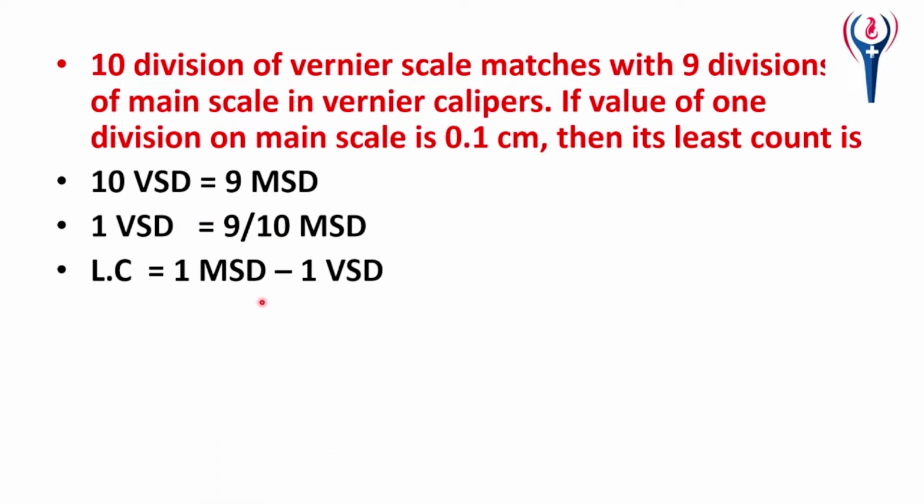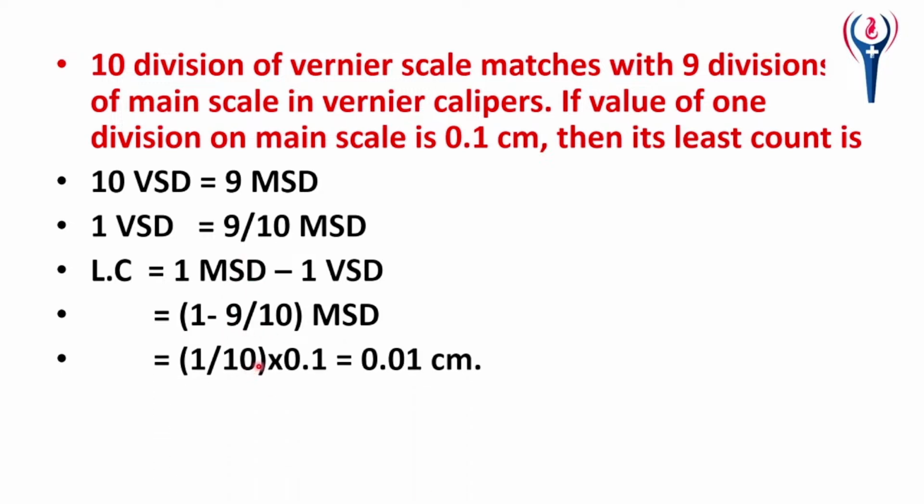And least count equal to formula 1 MSD minus 1 VSD. And value of 1 MSD is given 0.1 centimeter here. Substitute first here 1 minus 9 by 10 MSD. Cross multiplying this, 10 minus 9 by 10, that is 1 by 10 into 0.1, and MSD value is 0.1 centimeter given. So 1 by 10 into 0.1 equal to 0.01. So least count equal to 0.01 centimeter.